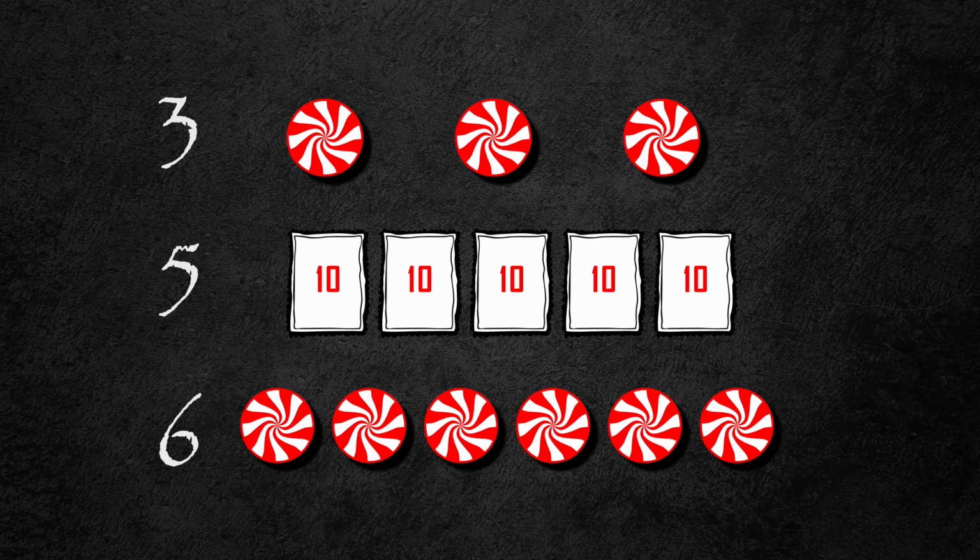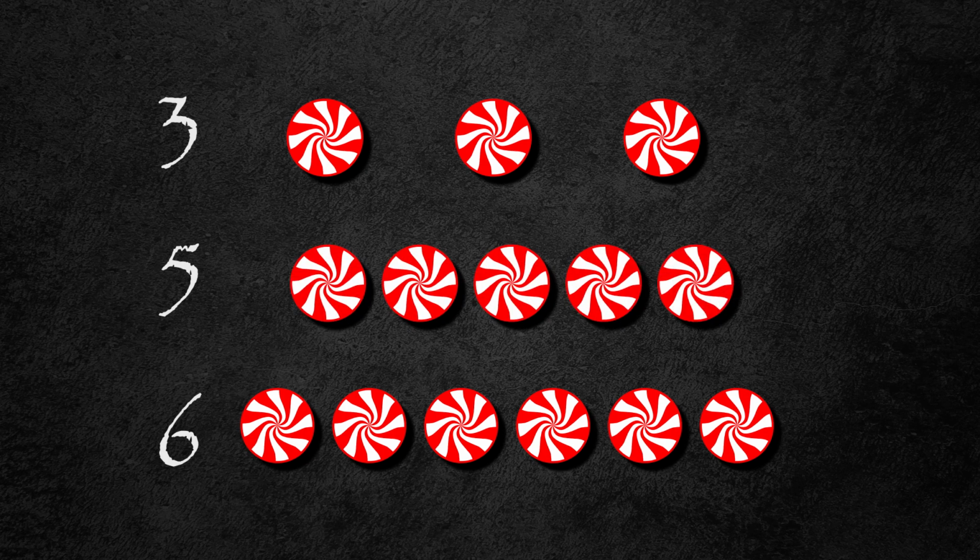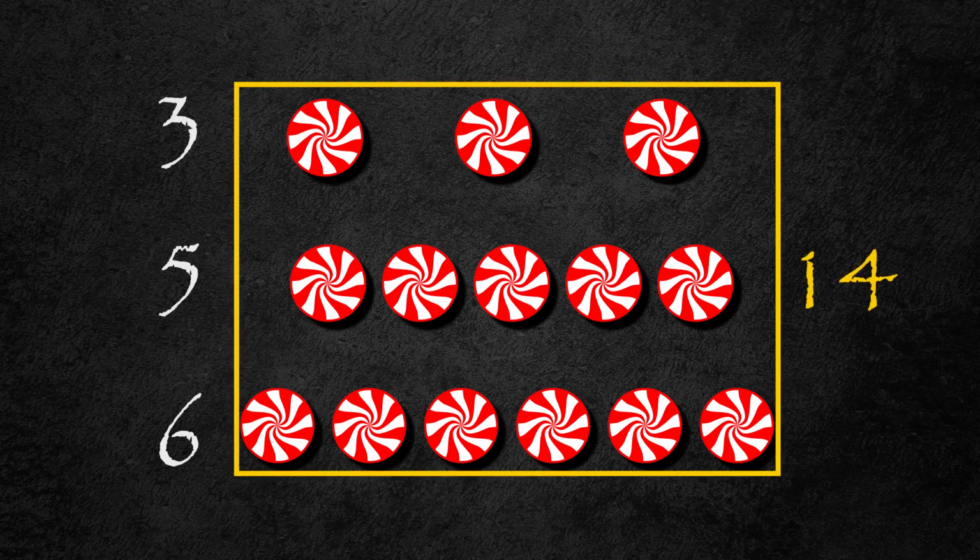Similarly, we know that when one pack of 10 candies is distributed, the remainder is 1 candy, so 5 such packs will give us a total remainder of 5 candies. When we combine these remainders with the 6 individual candies, we have a total of 14 candies.